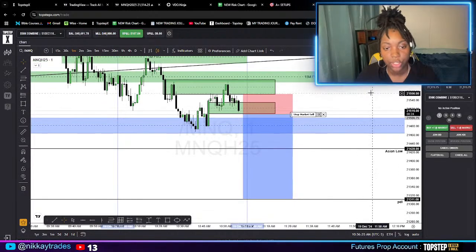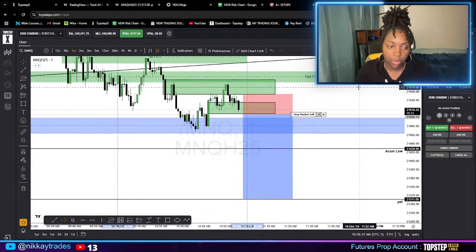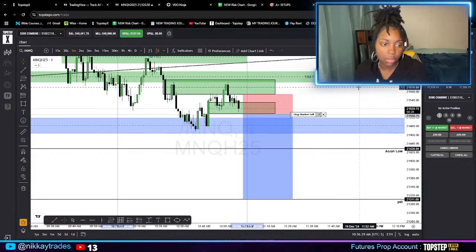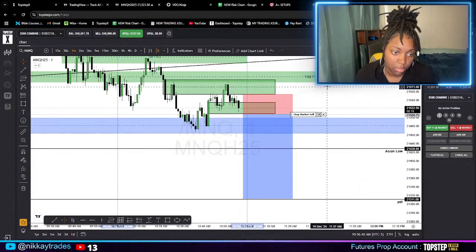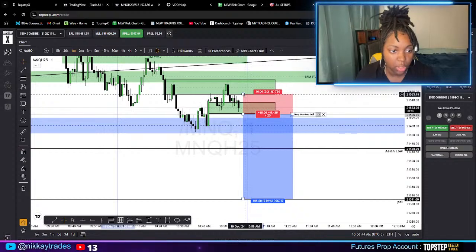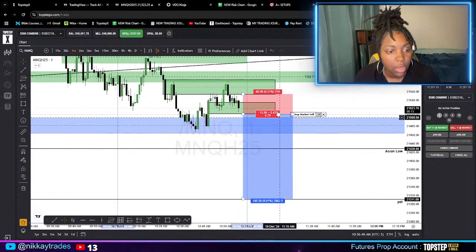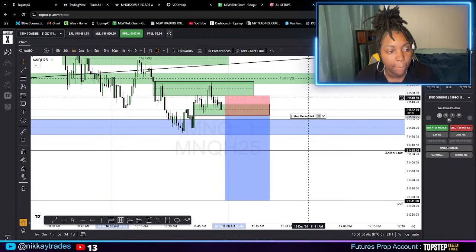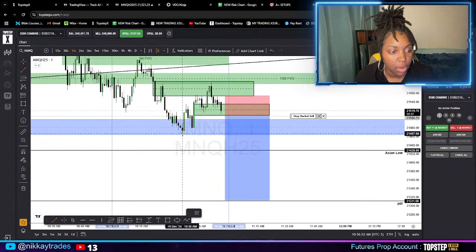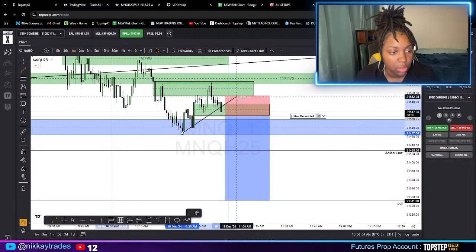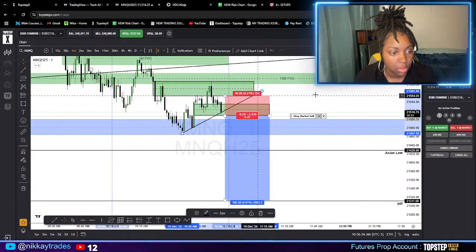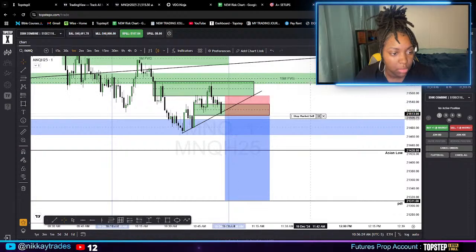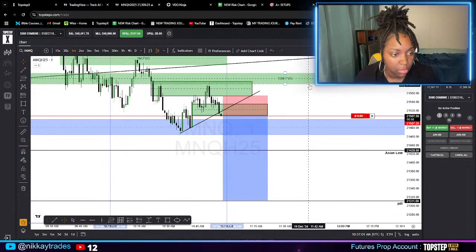Alright, this is my last trade, man. 1050 macro going on. It's 1056. Hopefully it'll continue to push lower. We got like a little small wedge right here. Order filled.